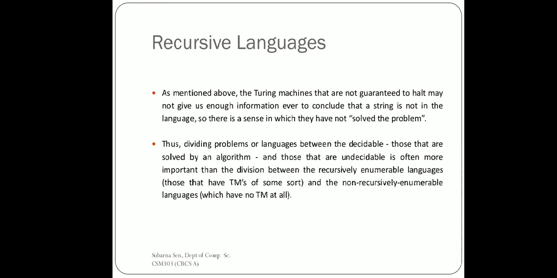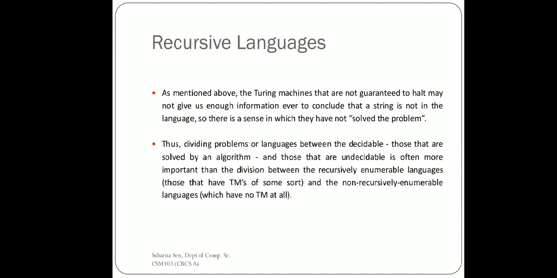Now, as mentioned above, Turing machines that are not guaranteed to halt may never give us enough information to conclude that a string is not in the language. Since the Turing machine has not finished its job yet, how can we conclude whether my string has been accepted or not, when we are not sure when the processing will stop? So these are the undecidable problems, where we cannot come up with any kind of decision.